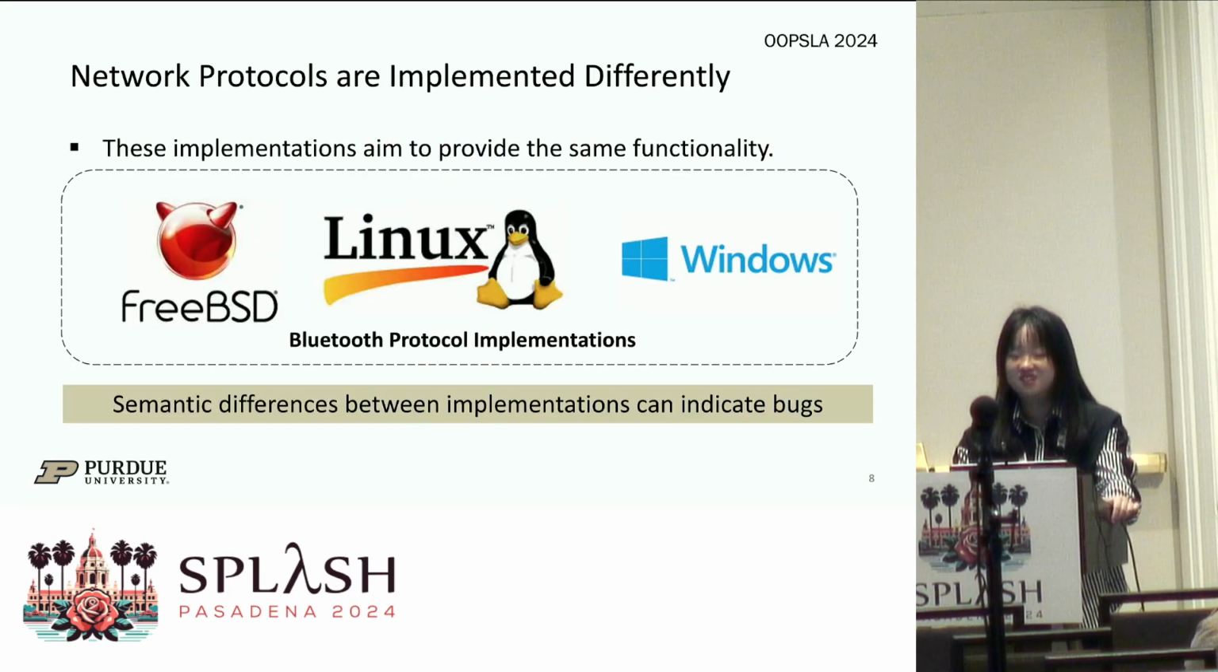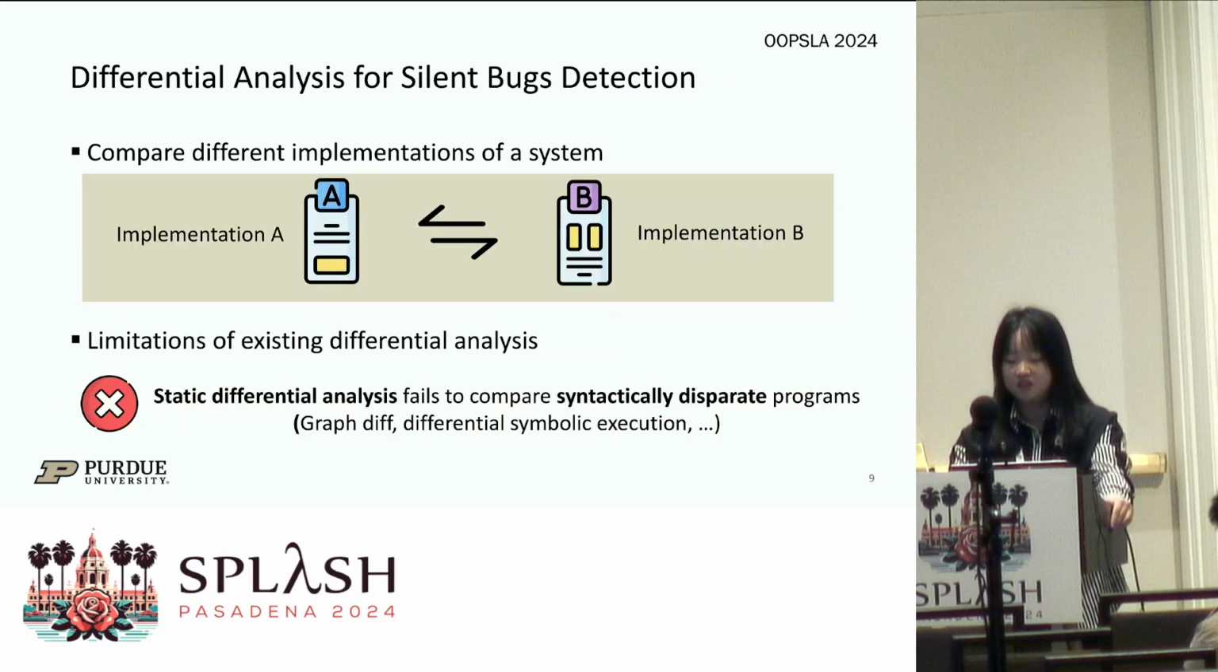We noticed that different platforms like FreeBSD, Linux, and also Windows have their own implementations of the same network protocols, such as the Bluetooth protocol. And these implementations are meant to provide the same functionality for the same network protocol. This means that if we find any inconsistency in their parsing behavior, it might indicate at least an inconsistency, but also it might indicate some bugs, right? So this time, we decided to use differential analysis to catch these silent bugs.